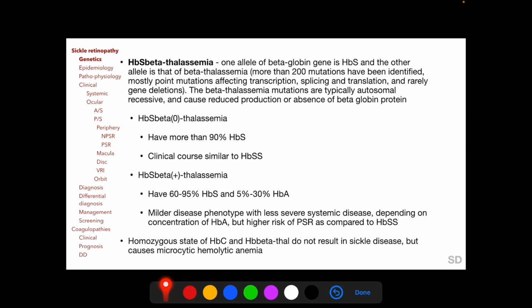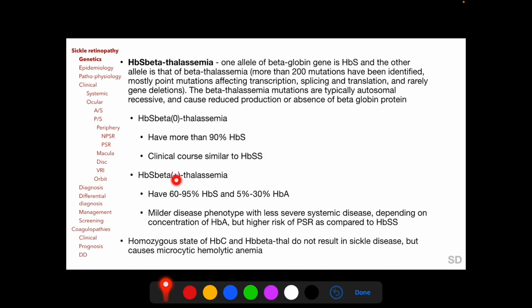In the third sickle genotype, HBS beta thalassemia, one allele of the beta globin gene is HBS and the other allele is that of beta thalassemia, which can be one of more than 200 mutations which are typically autosomal recessive and cause reduced production or absence of the beta globin protein of hemoglobin. In HBS beta 0 thalassemia genotype, the beta globin protein is almost absent, and 90% of hemoglobin in patients with this genotype is hemoglobin S, and so the clinical course of these patients is similar to HBSS genotype patients.